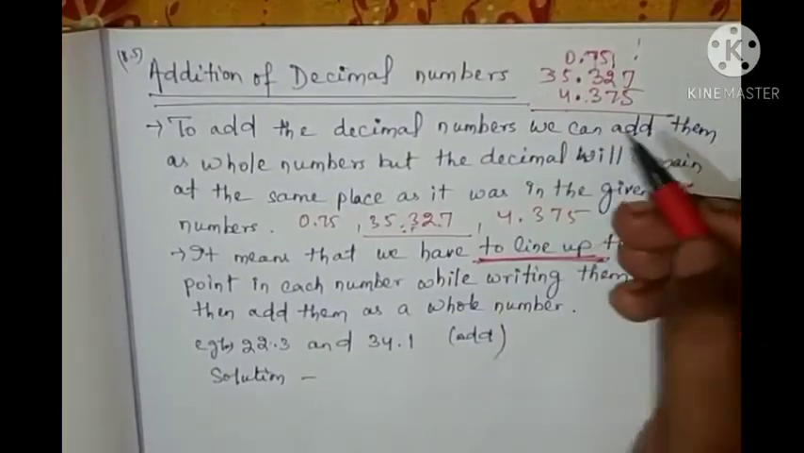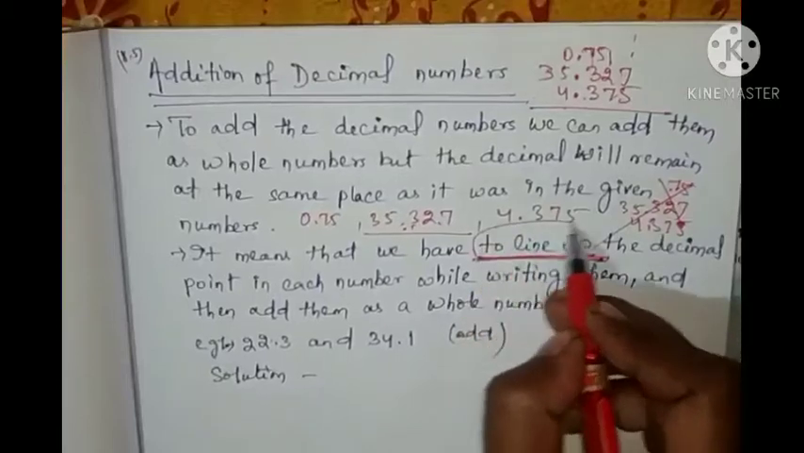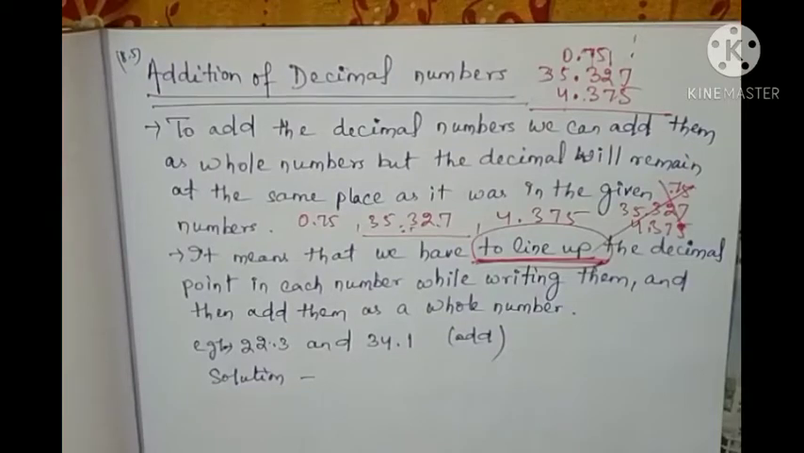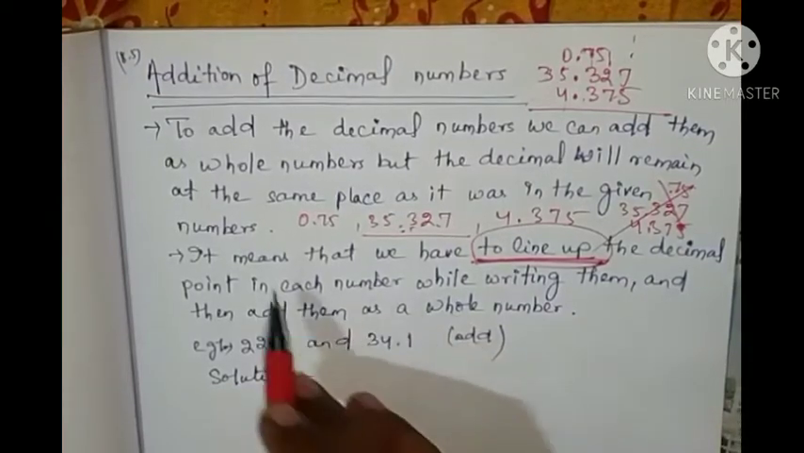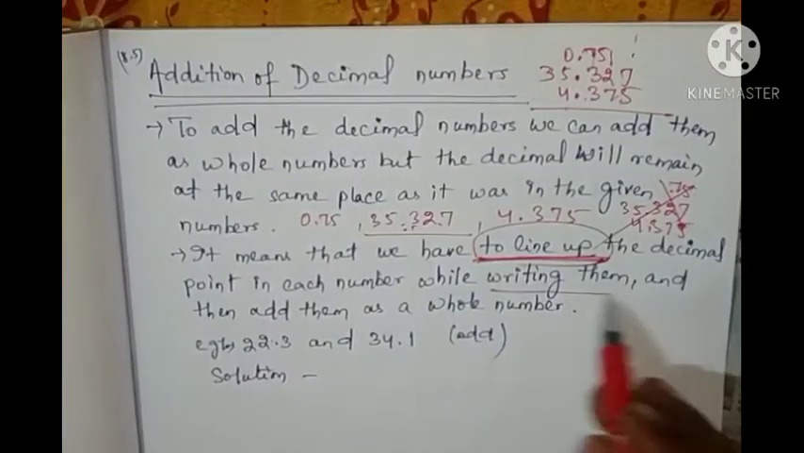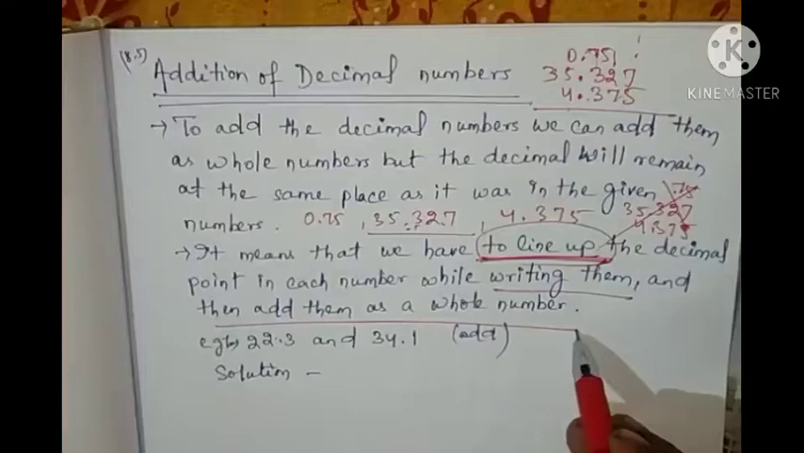So remember, always you have to line up. This is the important point in addition and subtraction. After that, you can add and subtract easily. It means we have to line up the decimal point in each number while writing them and add them as a whole number.